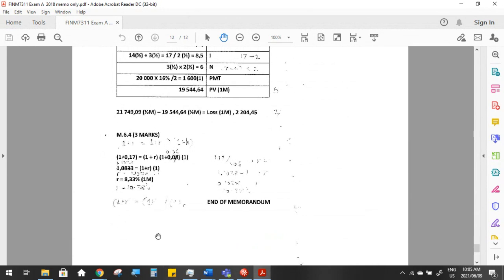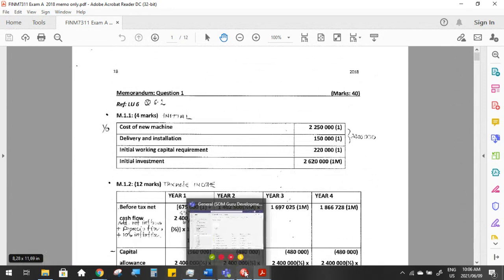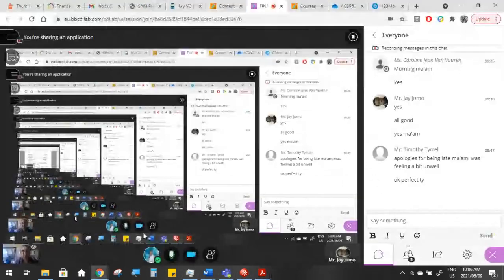So remember, your Fisher formula is not on your formula sheet. You have to memorize it, which is 1 plus I equals 1 plus R times 1 plus H, with 1 plus I being the nominal rate, R being the real rate, and H being inflation. And then you just substitute whatever they've given you and calculate it out. Okay, so that was our 2018 paper that the students wrote in the first sitting. So it gives you a very good idea of the split of marks across the whole paper, as well as the kind of difficulty level of questions that you might get.